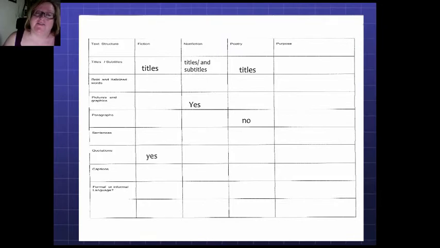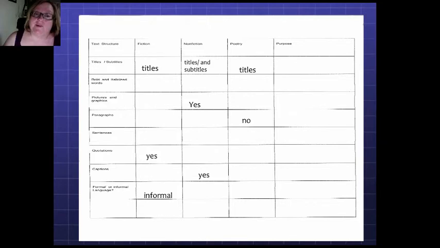Now, the fiction definitely had quotations. You had lots of dialogue, people speaking. And then go take a look at your nonfiction and your poetry. Were those there? Nonfiction had captions. Under the pictures, it had words explaining what they were. Did you have any captions in fiction or poetry? Go fill those in.